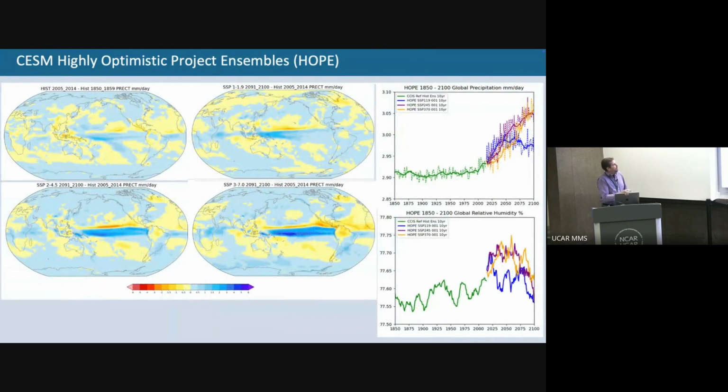Quickly, pre-SIP, we end up having decreases, so we have a shift in the ITCZ across all of these scenarios. The stronger the scenario, the further it shifted south, and the stronger the increase in the southern Pacific, in the central southern Pacific. We see decreases in the Amazon across all of these time series.